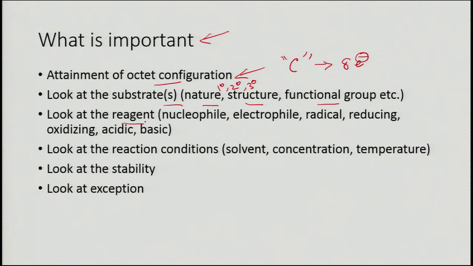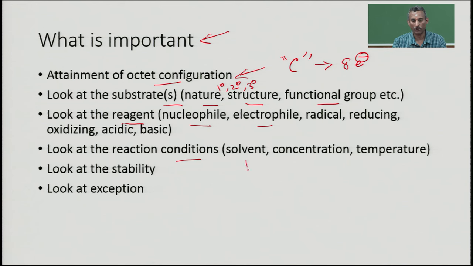And the reagent can be a nucleophile, an electrophile, a radical initiator, an oxidizing or reducing agent, or an acid or base. So, there are various types of reagents which influence how the reaction actually proceeds. And when we look at the reaction condition, as we mentioned, the solvent plays a vital role. The dipolar nature favors some type of intermediate. Say for example, we have a polar solvent, and we also have a non-polar solvent.